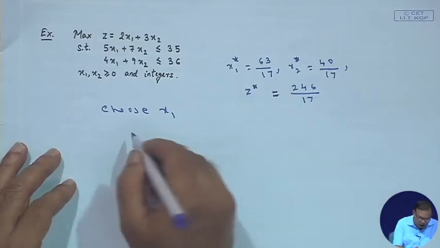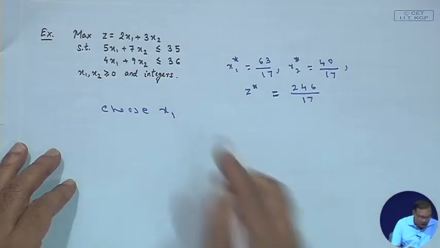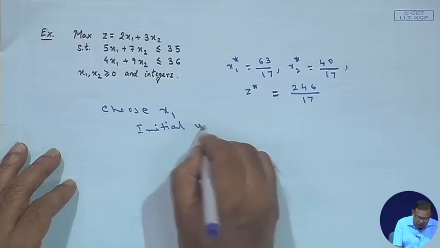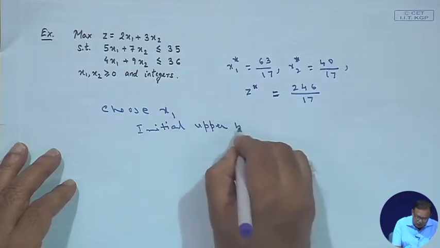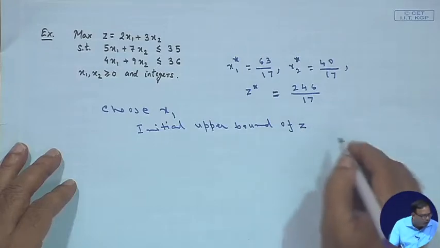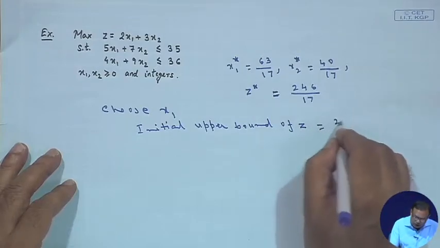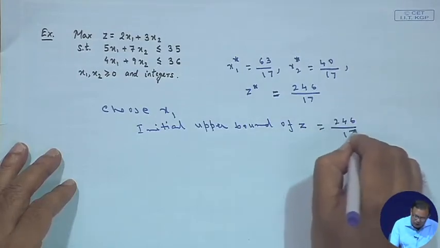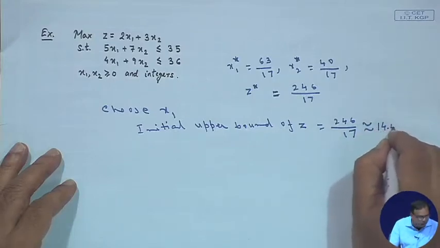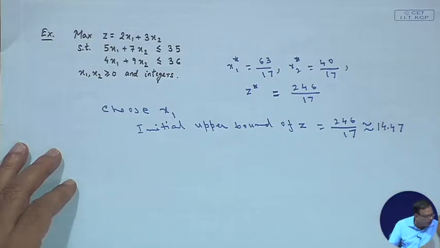So, what is the upper bound of z? The initial upper bound of z is equal to 246 by 17, which is approximately 14 point something.